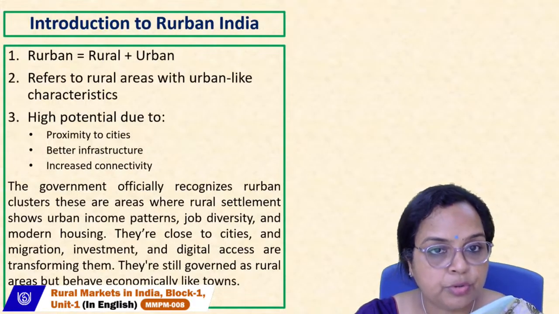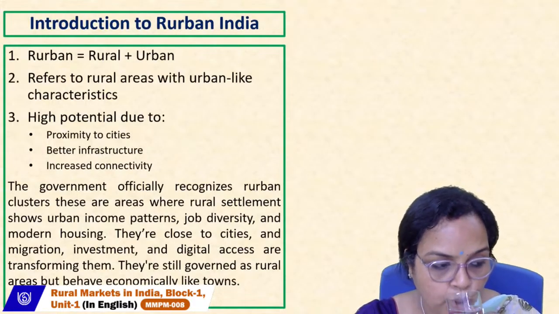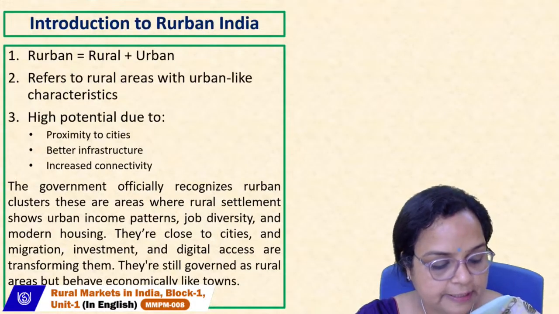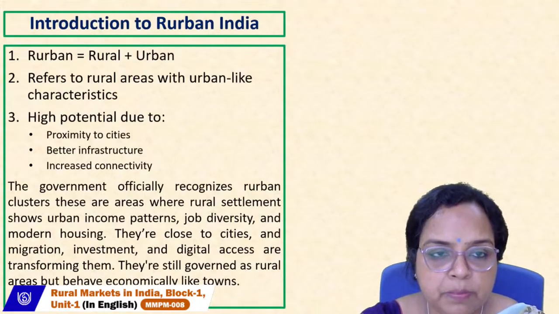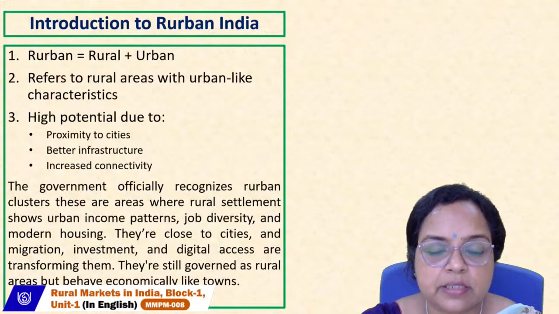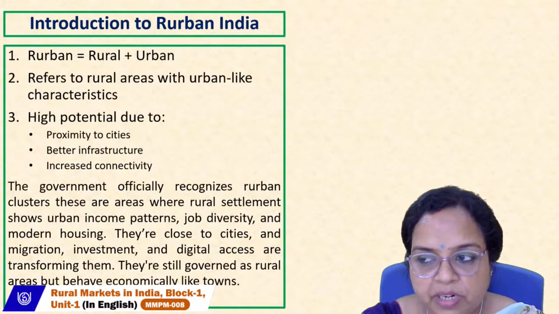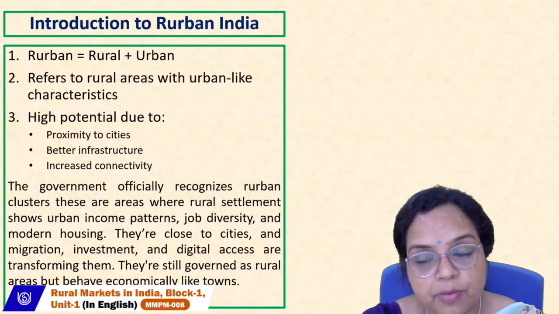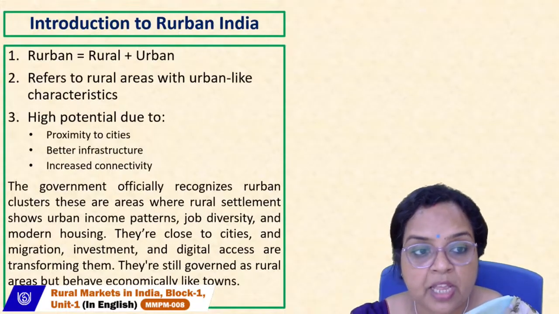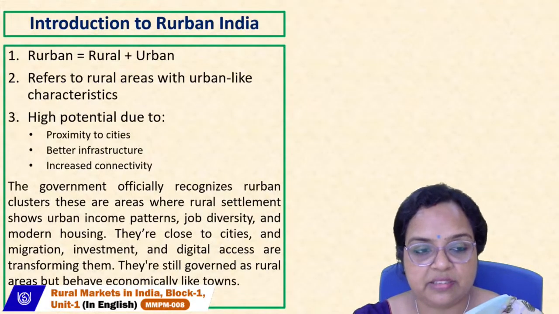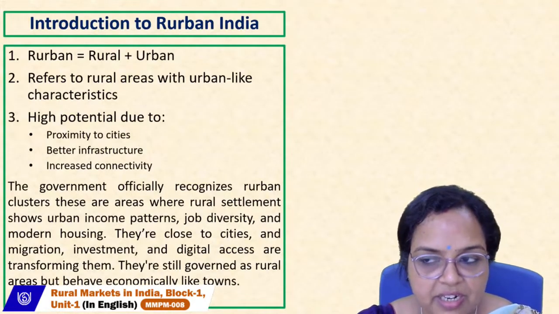Next is the introduction to Rurban India. What is Rurban? That is a combination of rural plus urban. It refers to rural areas with urban-like characteristics. It is classified as rural, but has urban-like characteristics, with more consumers in that particular area. They are product aware, they are tech savvy, they are literate people. So it matches urban-like characteristics, with high potential due to proximity to the cities, better infrastructure, and increased connectivity.